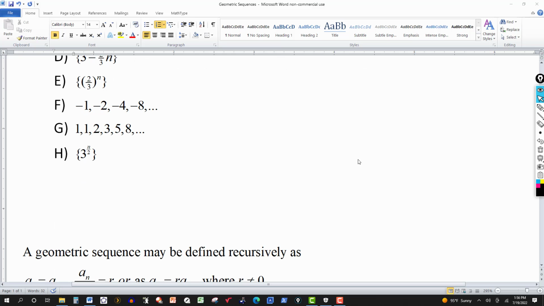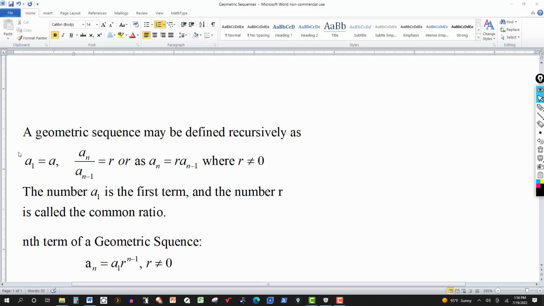And then we'll look at these formulas. We won't really use these in this video, but here are the formulas for the geometric sequence. The first term A1 is sometimes denoted by A, and the nth term divided by the A sub n minus 1 term, or the previous term, is equal to R. This is the recursive representation of a geometric sequence. Or you can write it as A sub n is equal to the common ratio times the preceding term, A sub n minus 1, where R is not 0. A1 is the first term, and the number R is called the common ratio.